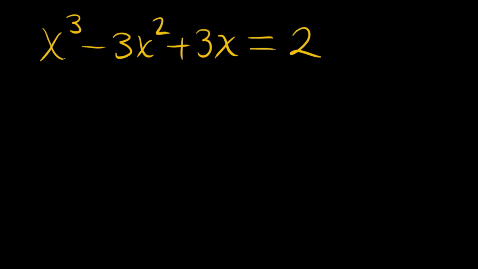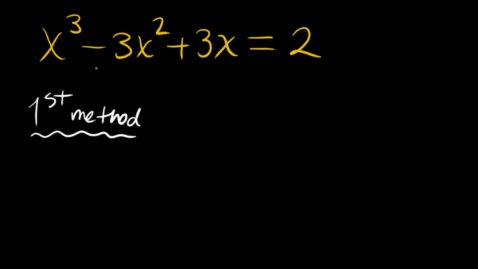We have a cubic to be solved for x. We have x cubed minus 3 times x squared plus 3 times x is equal to 2. I will show you two different methods. The first one is just completing our expression here to a cube.